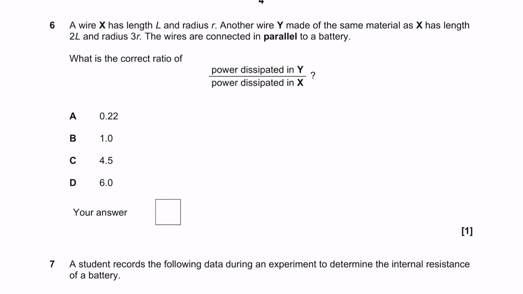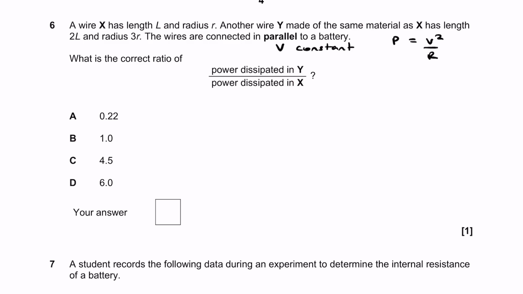Question number 6. A wire X has length L, radius R. Another wire Y has been made from the same material, but the length is 2L, radius is 3R. The wires are connected in parallel. So what is the correct ratio? Parallel means V is constant, which means that I can use P is equal to V squared over R.